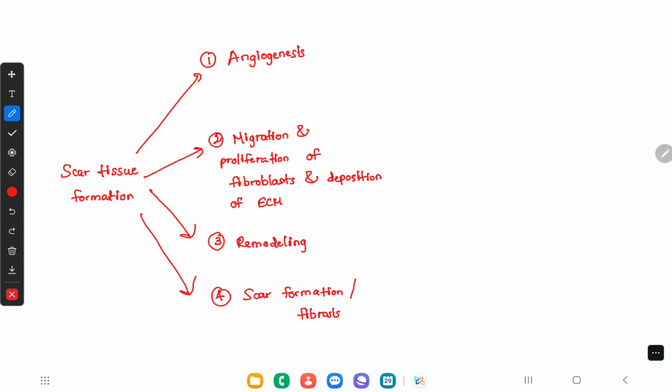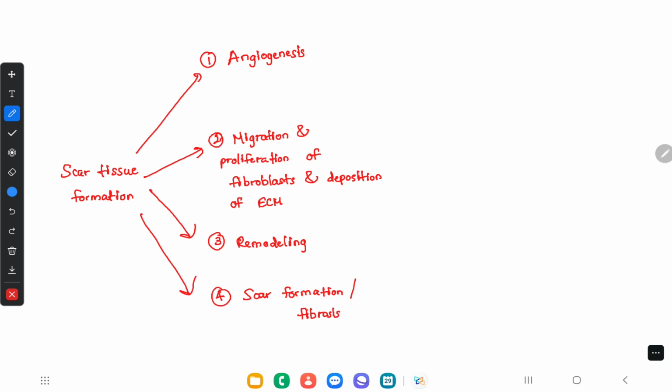Then the scar tissue formation. There are 4 steps in scar tissue formation. The first one is angiogenesis, then the migration and proliferation of fibroblasts and deposition of extracellular matrix, the third one is remodeling, and finally scar formation or fibrosis.